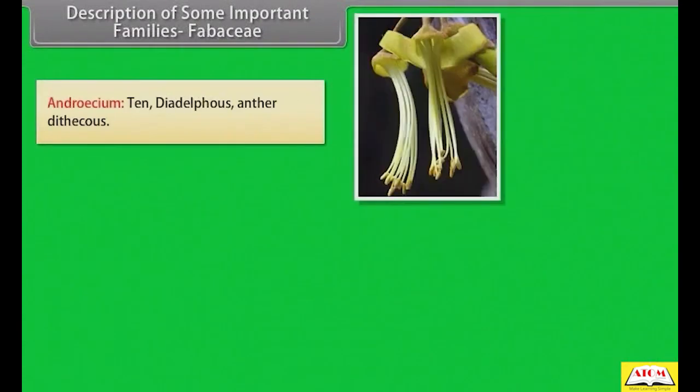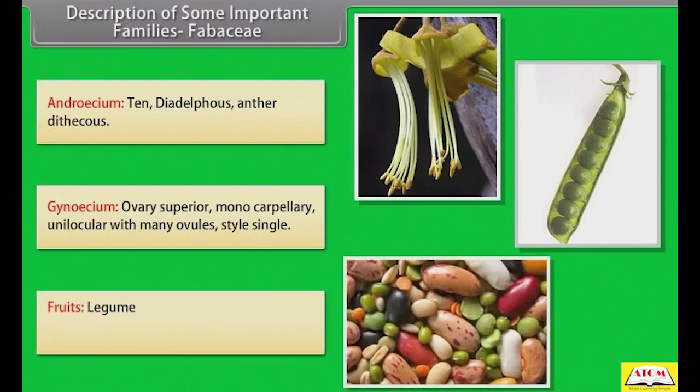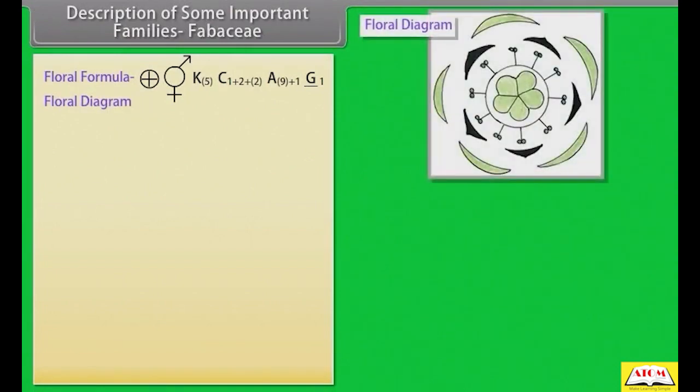Androecium, 10, diadelphous, anther dithecous. Gynoecium, ovary superior, monocarpellary, unilocular with many ovules, style single. Fruit, legume. Seed, one to many, non-endospermic. Floral formula is shown, and this is the floral diagram.